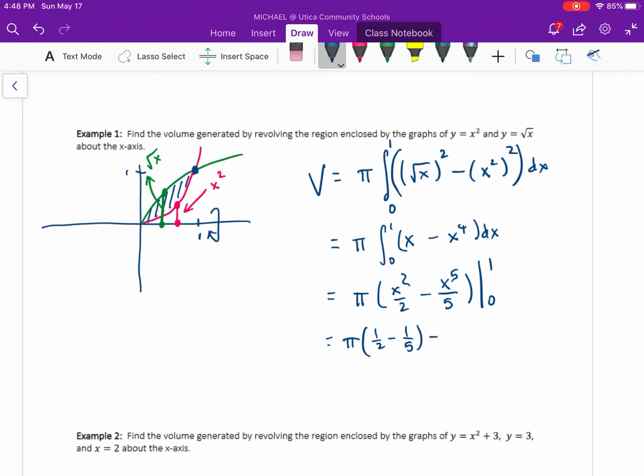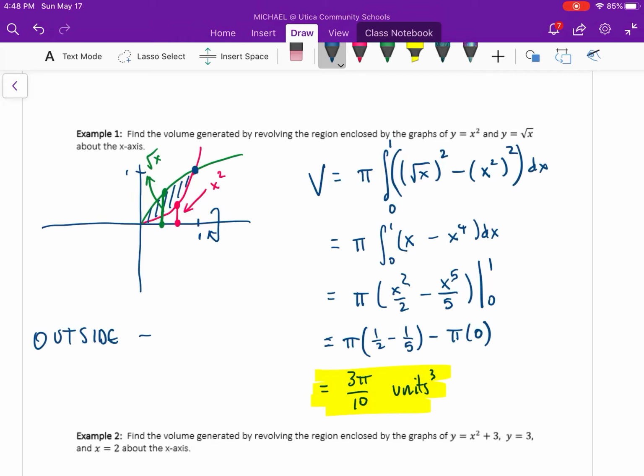So when I plug that 1 in, I get pi times 1/2 minus 1/5 minus pi times 0. And 1/2 minus 1/5 is 3/10. So 3 pi over 10 cubic units.